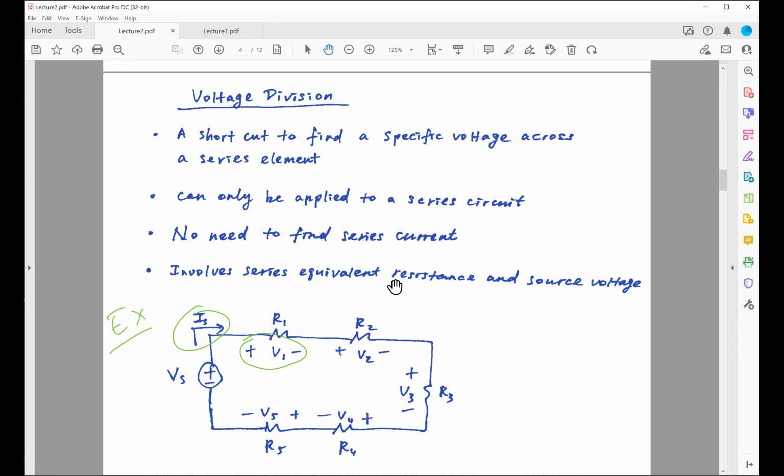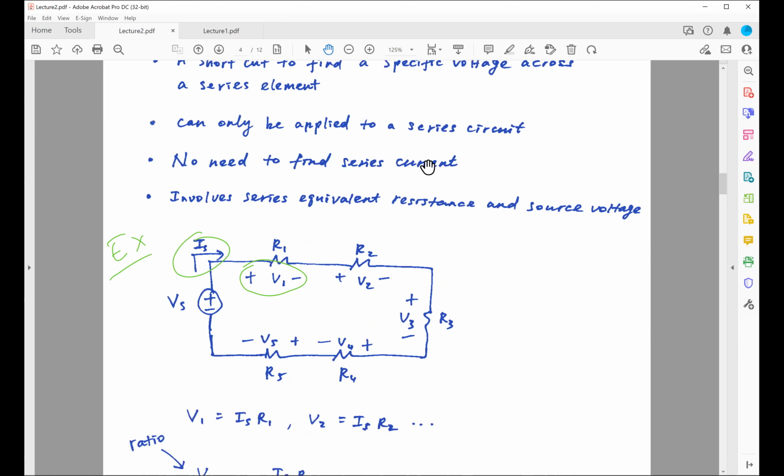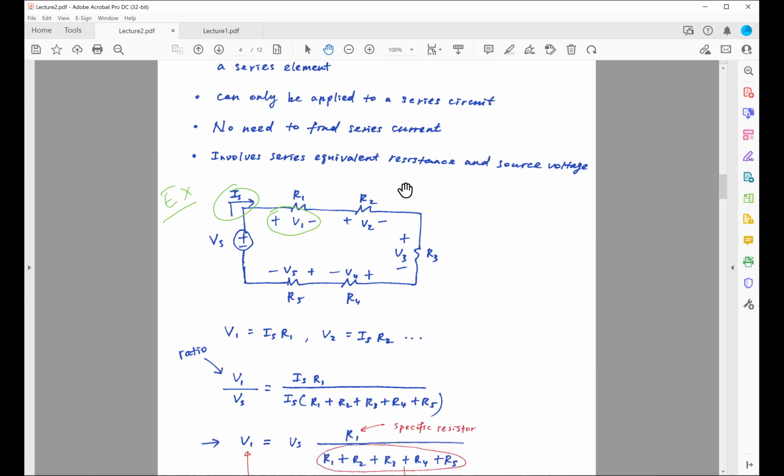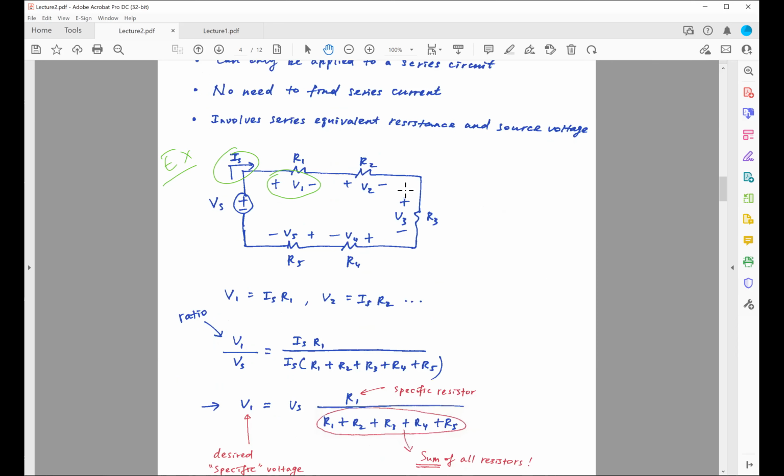It only involves series equivalent resistance and source voltage without the need to find this series current. So next, I'm going to show you some simple derivation to arrive at this voltage division. So V1, this is my V1 here, is equal to IS times R1. I'm just applying simple Ohm's law to get a sense of how V1 can be calculated.